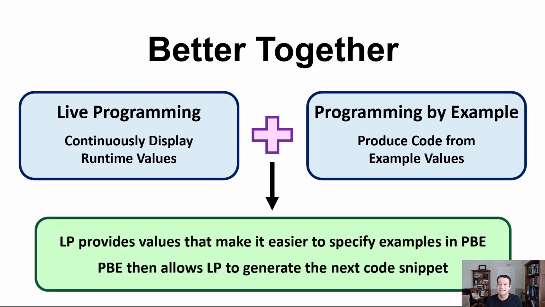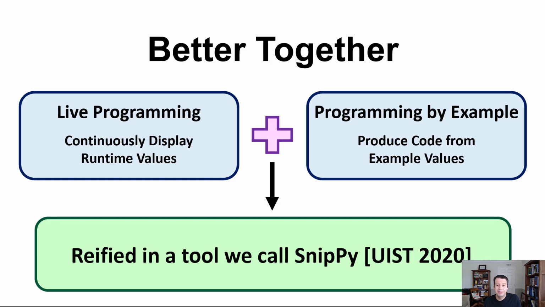The idea is that live programming can provide sample values for which to provide output, which makes it easier to specify examples in programming by example. And programming by example can then in turn extend live programming with the ability to generate the next code snippet. We implemented the combination of these two ideas in a tool called Snippy. Let's see what that looks like with a demo.